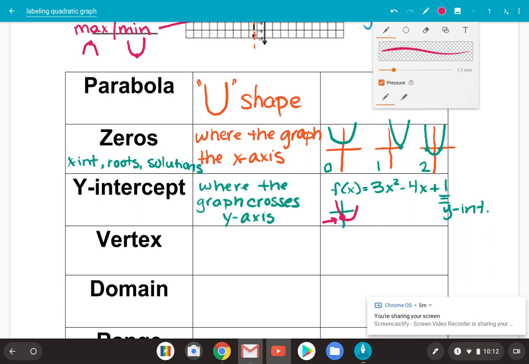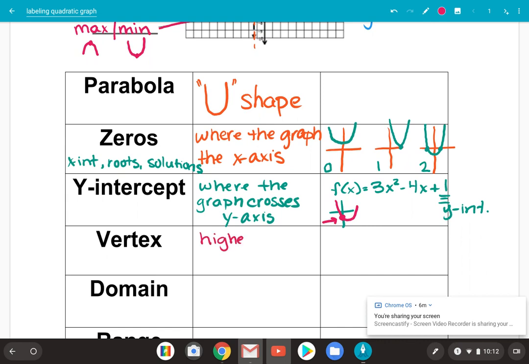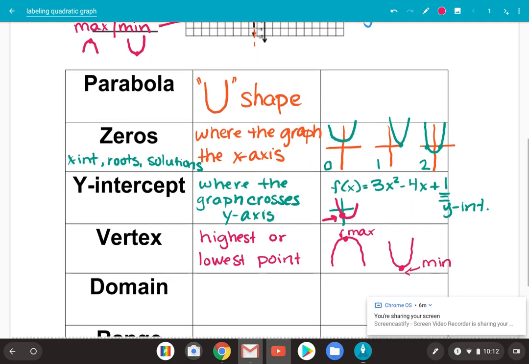There we go. Okay, so vertex, just like I said before, this is going to be the highest or the lowest point. It's where it starts to curve. So if we are opening down, this would be your max. Or if we were opening up, this would be your minimum.